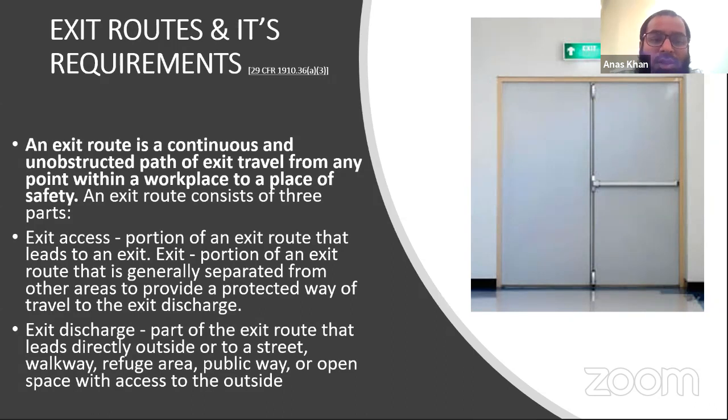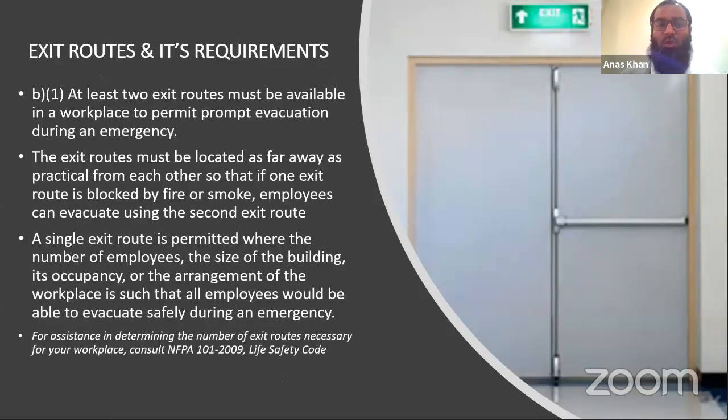So an exit route consists of three parts: exit access, which is the path or area from where you are going towards the emergency exit, and then the exit itself, which is the door, right? There are certain requirements for exit access, for the exit door, and for exit discharge. When you are going outside, what should it look like? What is the area? We are going to discuss these things in this module.